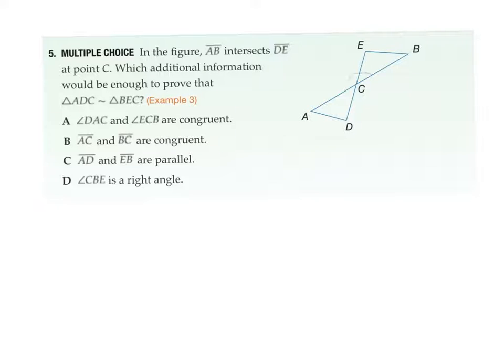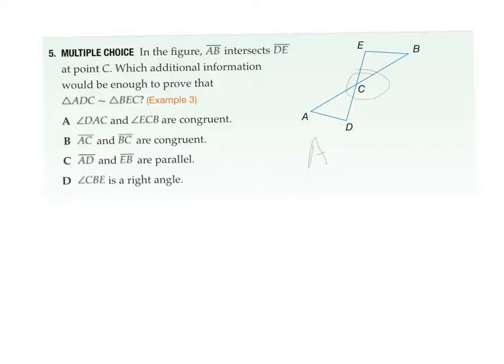You know that you've got vertical angles at point C. So you've got one of the angles. Have you got any other angles? Well, unfortunately from this, there is absolutely nothing to prove that you have got two congruent angles. But what additional information would be sufficient?